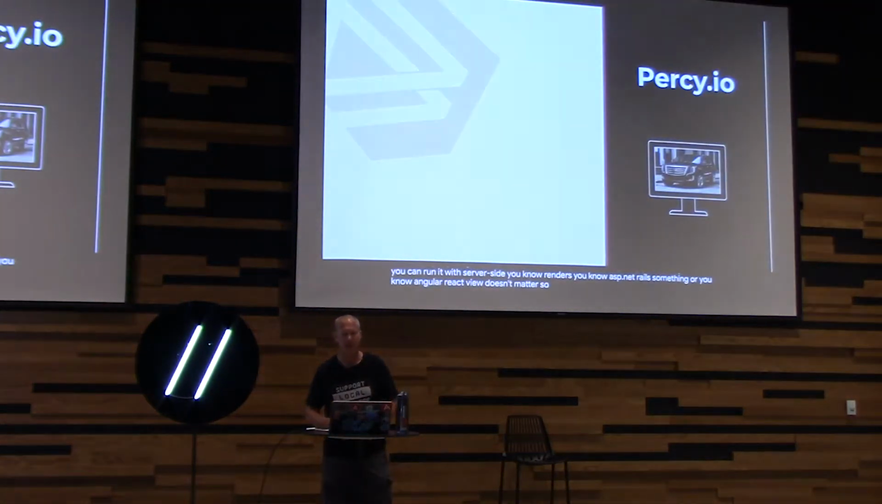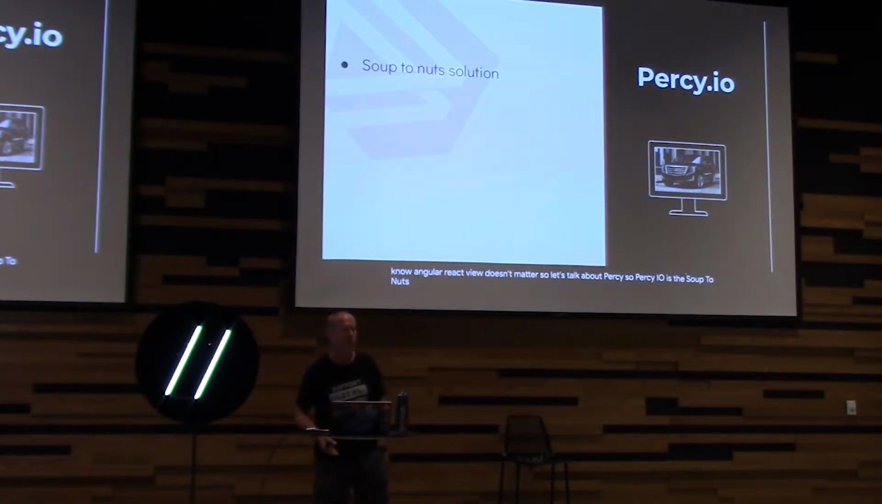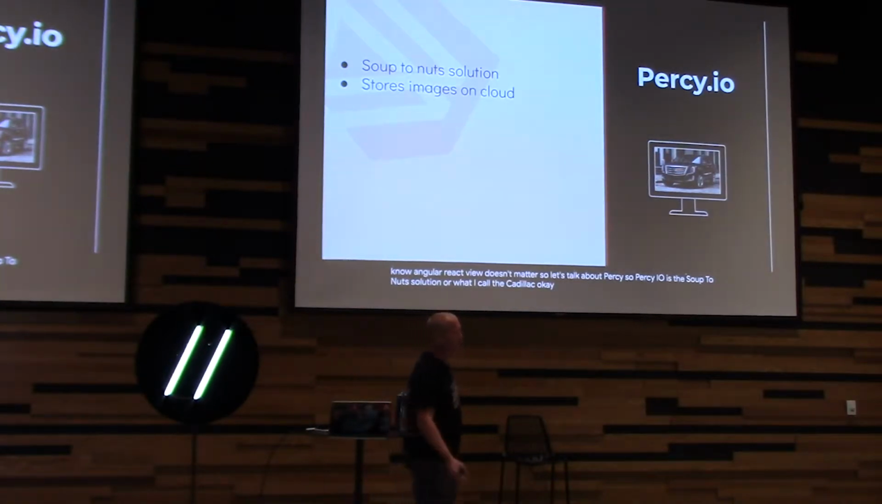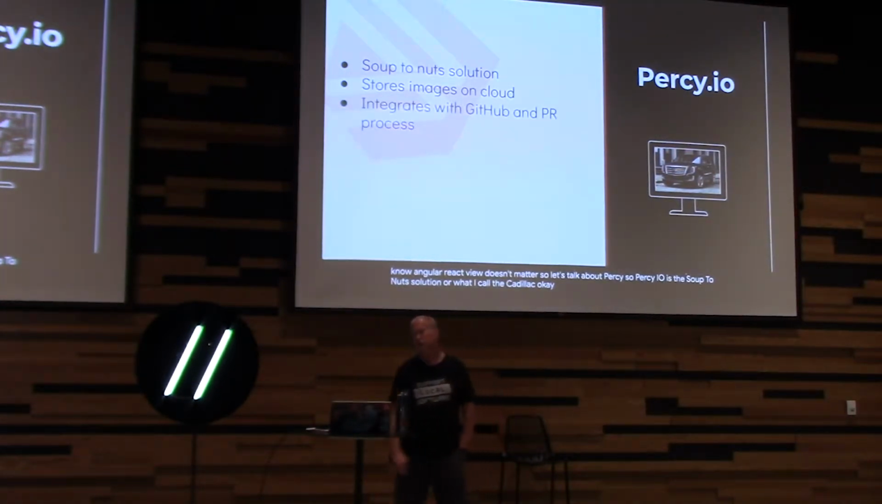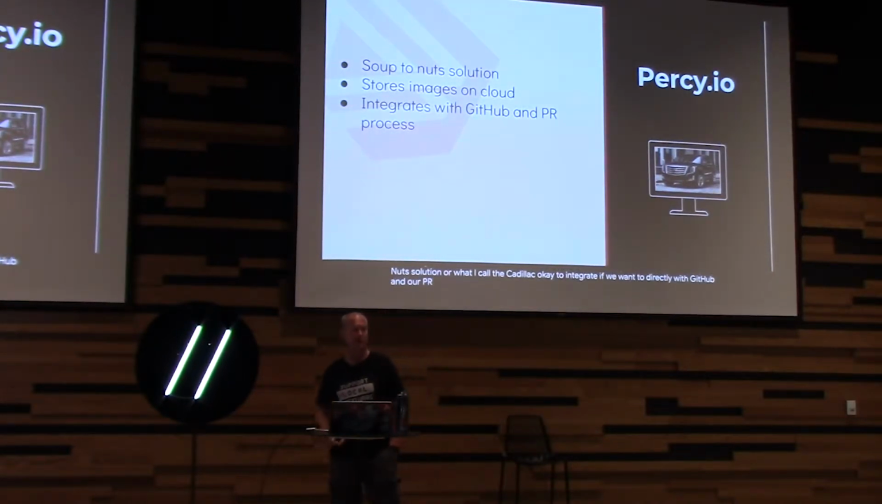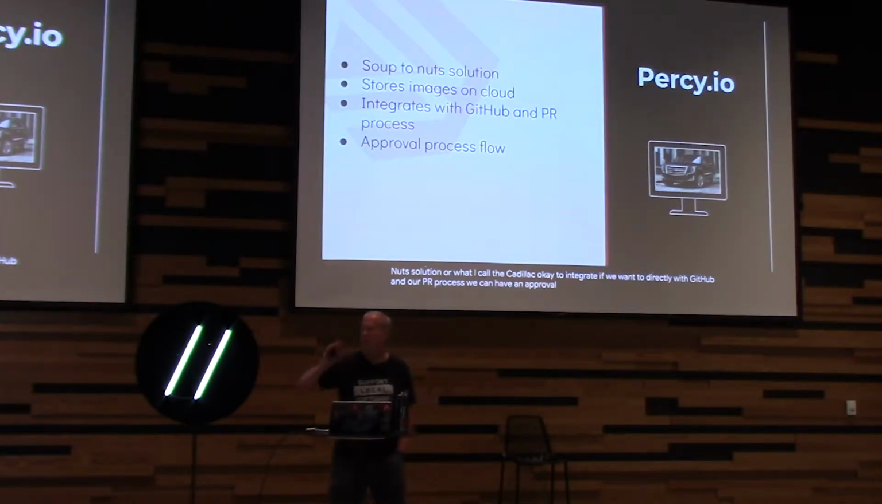So let's talk about Percy. Percy IO is the soup to nuts solution, or what I call the Cadillac, okay? So this is going to store the images up on the cloud. It's going to integrate, if we want to, directly with GitHub in our PR process. We can have an approval process workflow.